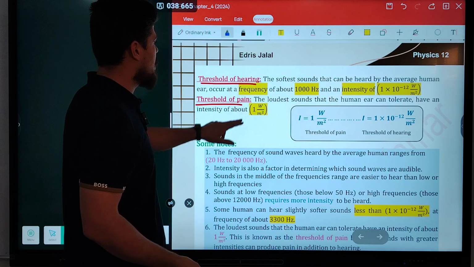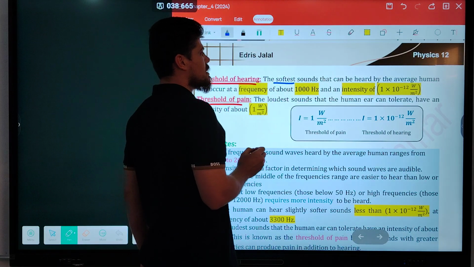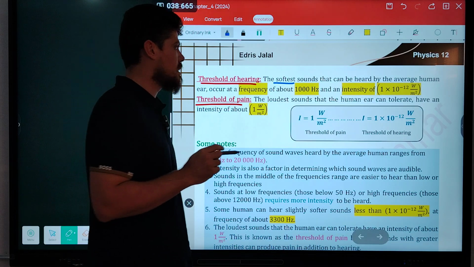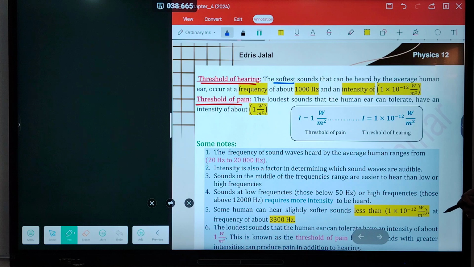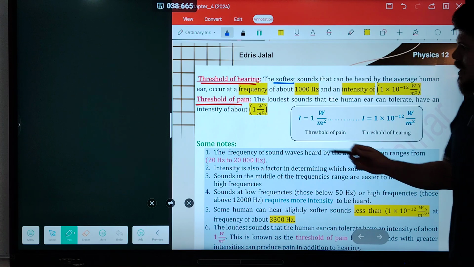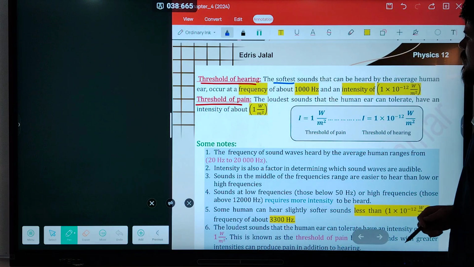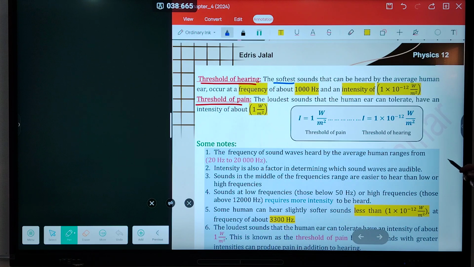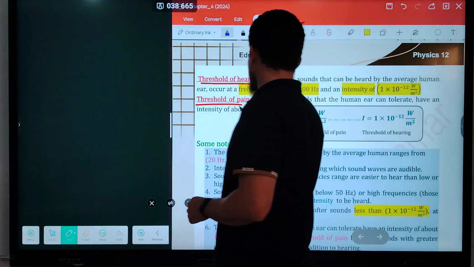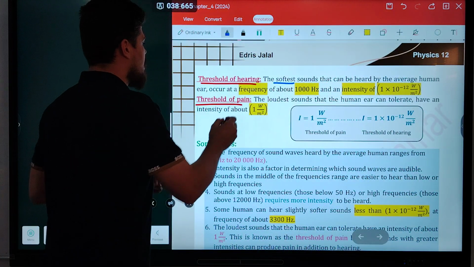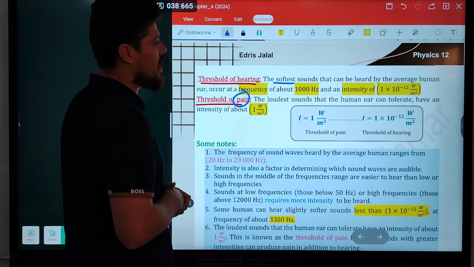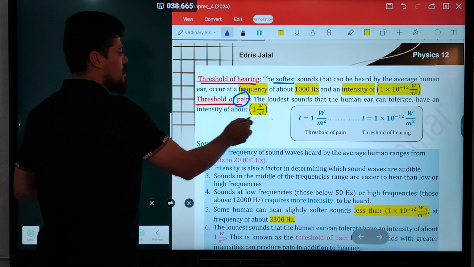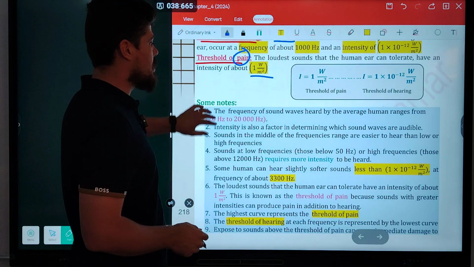What is the threshold of hearing? The softest sound. Why the softest sound? Because its intensity is very small. The softest sounds that can be heard by the average human ear occur at a frequency of about 1000 hertz and an intensity of 1 times 10 power negative 12 watt per meter square. The threshold of pain is the loudest sound that the human ear can tolerate, with an intensity of about 1 watt per meter square.